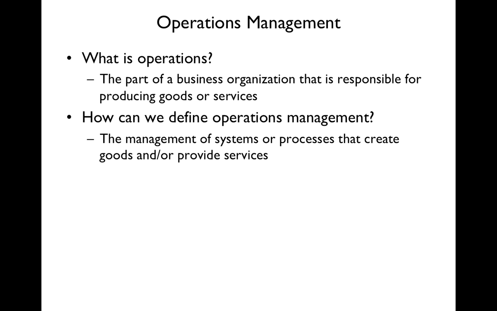So what is operations? So operations is really what you do as a business. It's the part of the business organization that's responsible for producing goods or services. So if you are a restaurant, it is making and serving food. If you are an automobile manufacturer, it is producing a good, which is the car. So how do we define operations management? It's the management of systems or processes that creates the goods or provides the services.